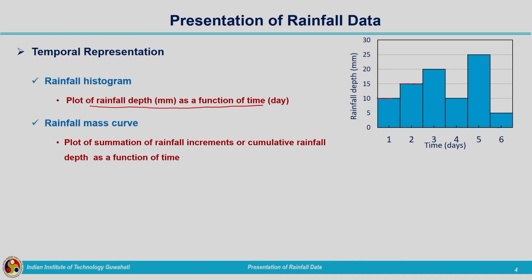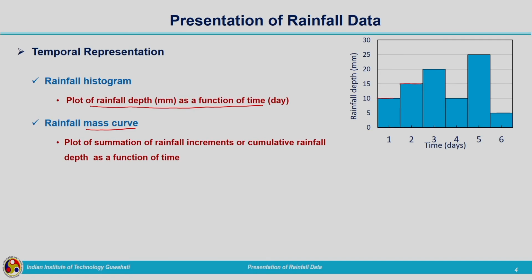The second way of representing the rainfall is by means of rainfall mass curve. Rainfall mass curve is representing the cumulative rainfall. That is, for 24 hours we are getting the rainfall. Rain gauges will be recording the rainfall data, first 15 minutes, and so on, in a cumulative way. So, that will be plotted, that is, cumulative rainfall plotted against the time. That is the rainfall mass curve. That is the plot of summation of rainfall increments, or cumulative rainfall depth, as a function of time.